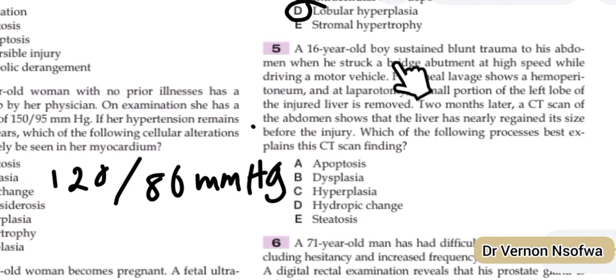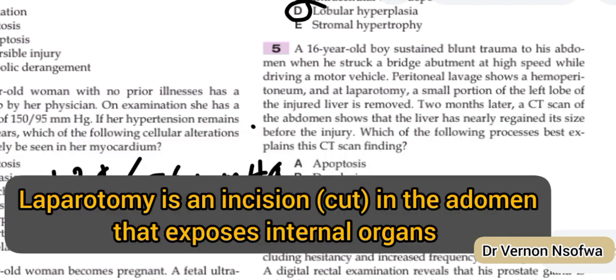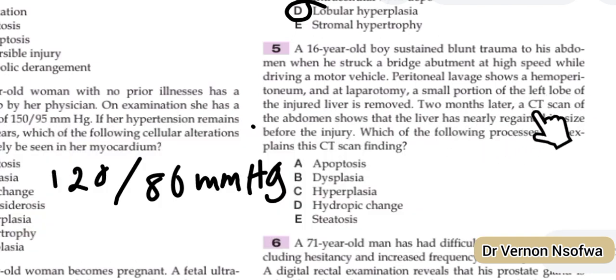A 16-year-old boy sustained blunt trauma to his abdomen when he struck a bridge abutment at high speed while driving a motor vehicle. Peritoneal lavage shows a hemoperitoneum and laparotomy. A small portion of the left lobe of the injured liver is removed. 2 months later, a CT scan of the abdomen shows that the liver has nearly regained its size before the injury. Which of the following processes best explains this CT scan finding?